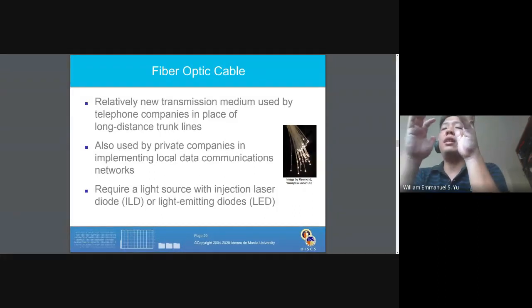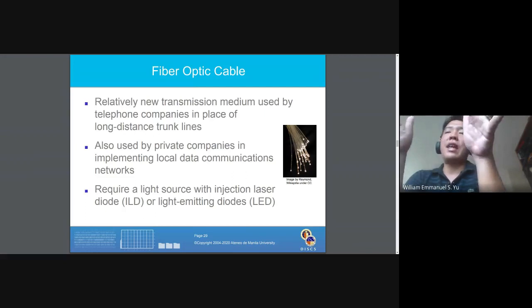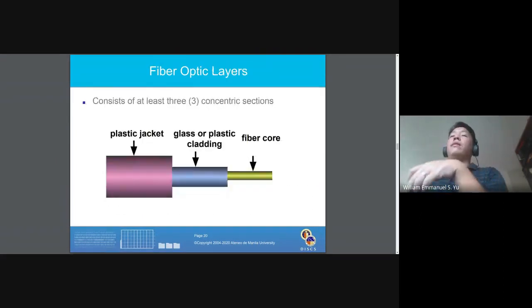So think of the LED as a little flashlight and the injection laser diode as one of those two ways of sending a signal. Then on the other end, you have a receiver that looks at the optical signals and translates it to bits and bytes, okay? So fiber optic cables use optical cable, not conductive metal cables, and they use light instead of electric signals. Therefore, it is not prone to electrical interference.